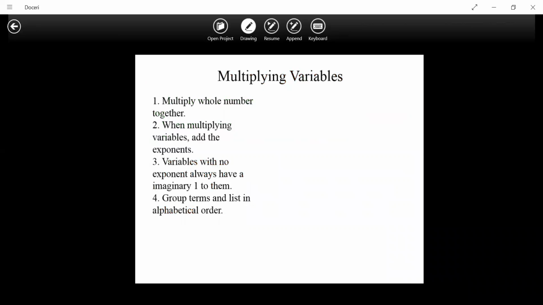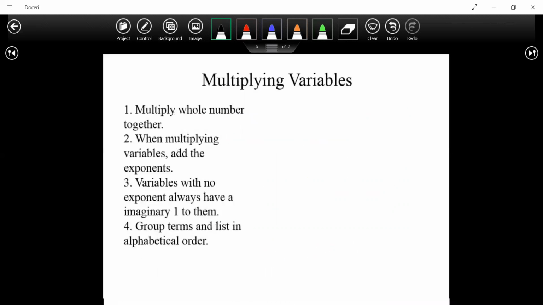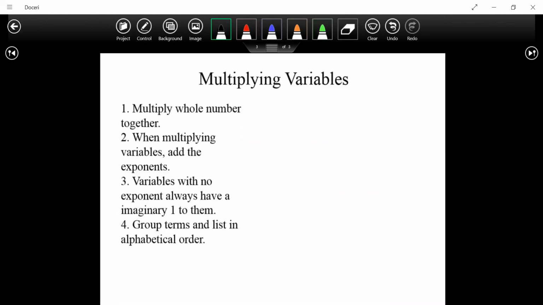Okay. One more thing that I want to go over with you guys is the following. Multiplying variables is also very important when talking about the distributive property. These are just some rules and notes to go by. Copy those down. I'm going to do an example to the right of that, so you can keep your notes however you want.